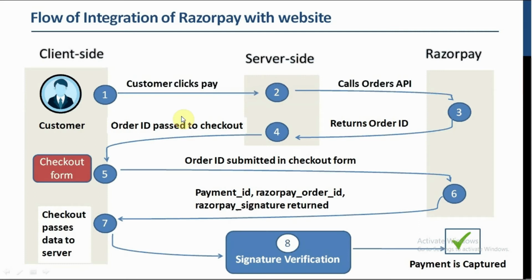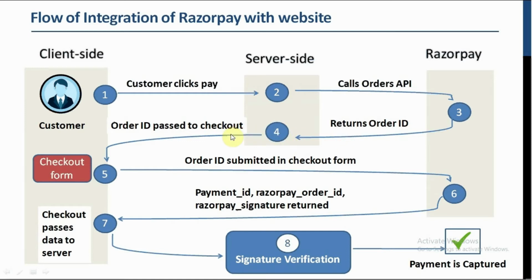Now let's see the flow of how we integrate Razorpay with our site. At the client side, the customer clicks the pay button. Then the server calls the orders API of Razorpay by passing the API credentials to create an order at the Razorpay site. Then the API returns an order ID created for the customer.